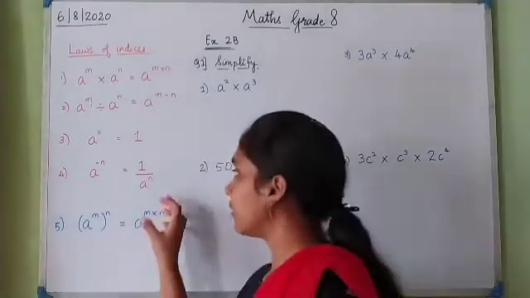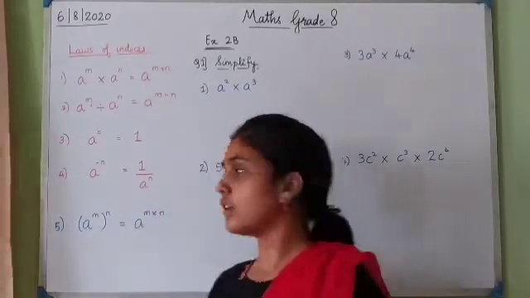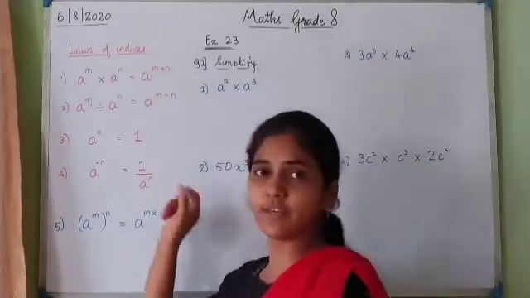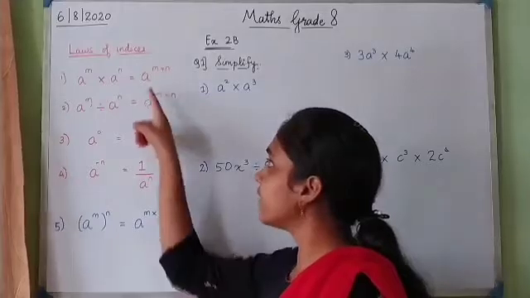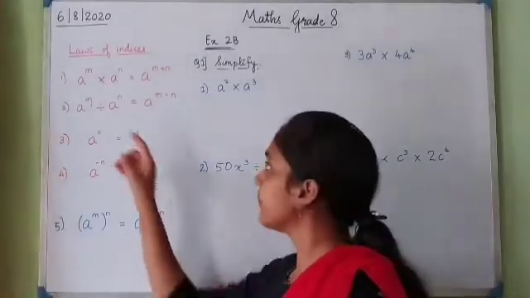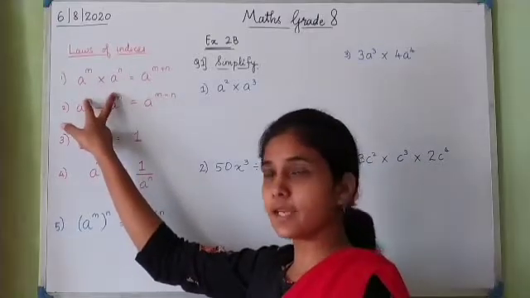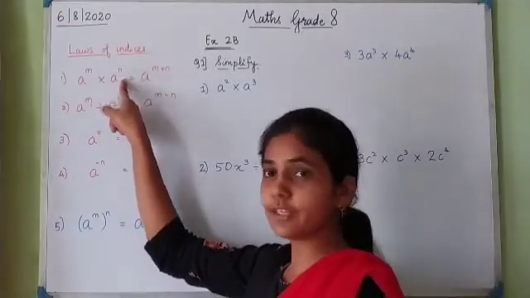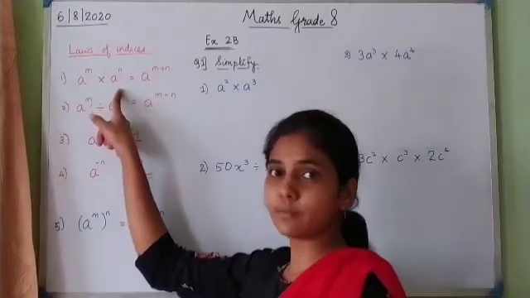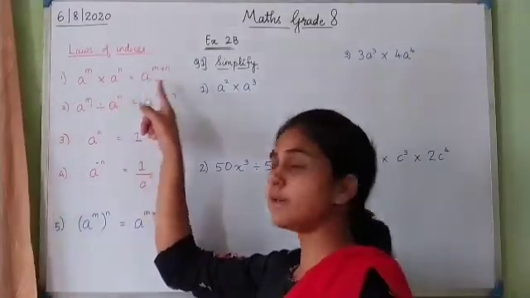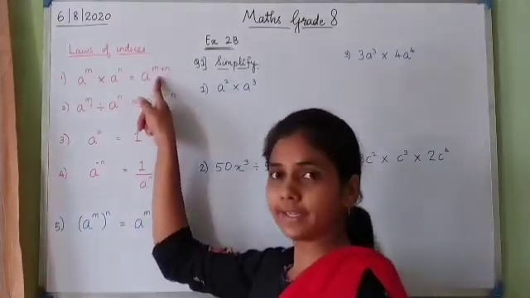We had studied, not in the previous class, in the first chapter. In the first chapter we studied laws of indices, right? We had studied the first 4 laws of indices. That is, if two bases are the same and their powers are different and both the bases are multiplied, then the base remains the same and their powers get added up, okay?